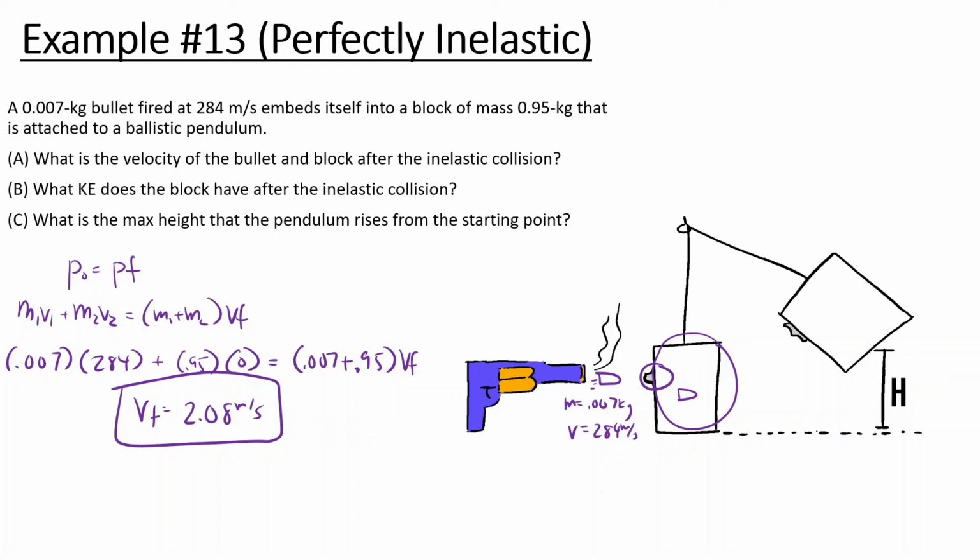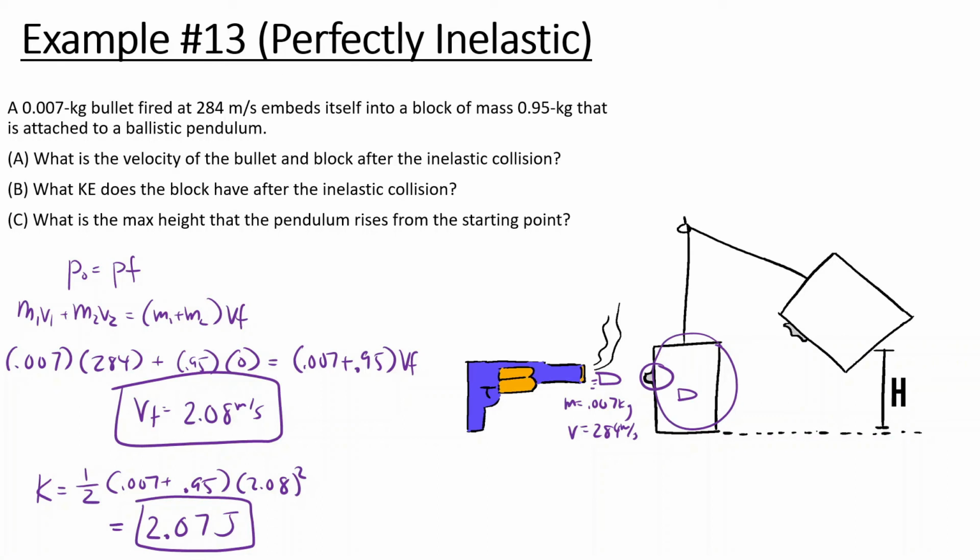What kinetic energy does the block have after the collision? So after it collides, let's find the kinetic energy, which is going to be equal to 1/2 the mass of the objects, 0.007 plus 0.95, and we know it's moving with the speed of 2.08 squared. So let's figure this out. 2.08 squared times 0.007 plus 0.95, and we get 2.07 joules. It's kind of a coincidence how close it is to the velocity, but we see 2.07 joules.